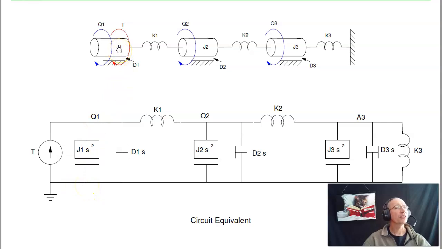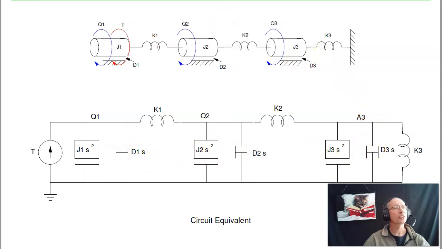Attached to inertia 1, I've got a torque. As the torque increases, that increases theta 1. As the current goes up, it increases voltage, theta 1, so that's consistent. I've got friction to ground, that's D1S. I've got a spring going between inertia 1 and inertia 2, there's K1. Inertia 2 has got friction to ground, and a spring going to inertia 3. And inertia 3 has got friction to ground and a spring to ground. So there's your circuit equivalent.